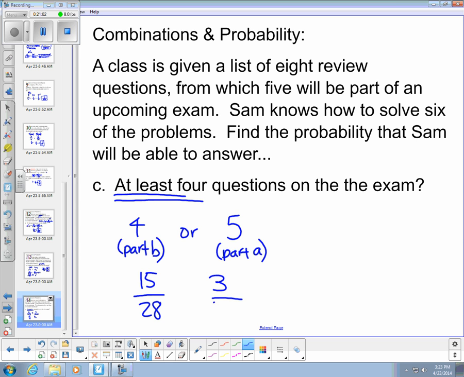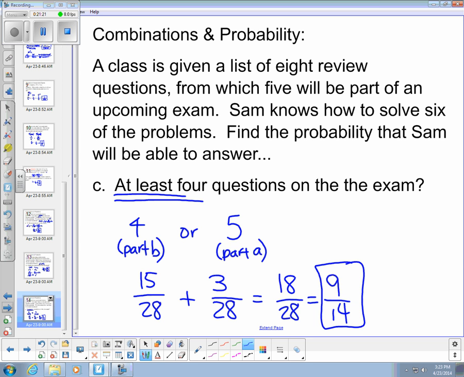So 3 out of 28. Okay, and to find out the chances that he will get at least 4, I'm going to take those two probabilities and add them together, which comes out to be 18 out of 28. And that reduces to 9 out of 14. Okay, still not a great chance that he is going to get 4 out of the 5 exam questions.